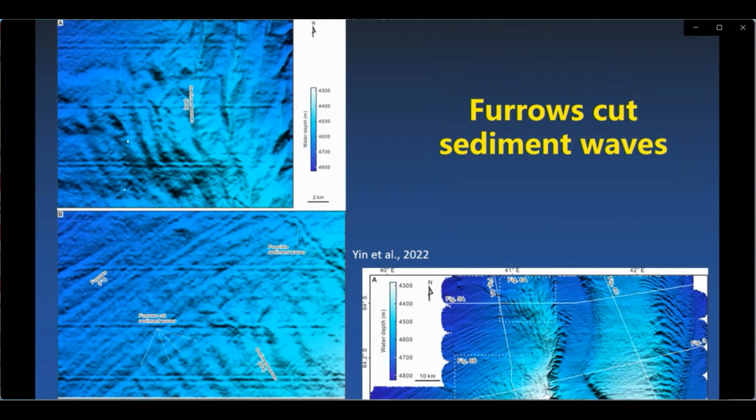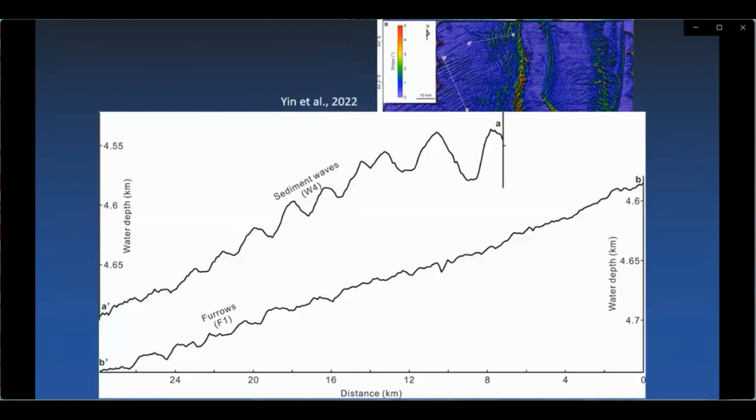Here is a close-up of these features, for example, the sediment waves and the furrows. Here are the two bathymetric profiles across the sediment waves and across the furrows. The size of the sediment waves decreases downslope, but the furrows appear just in the distal area, and their size shows no significant downslope changes.